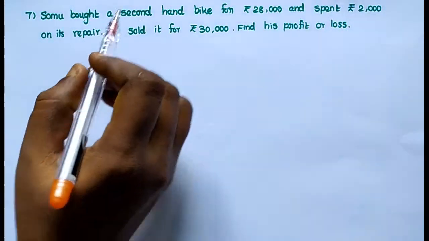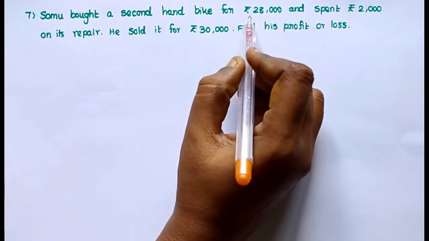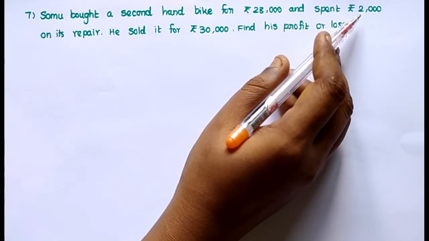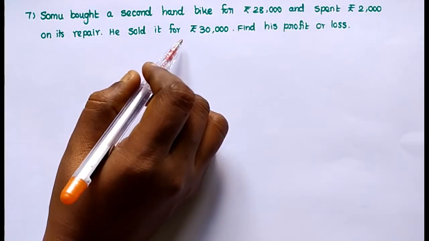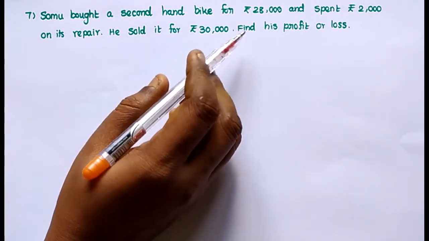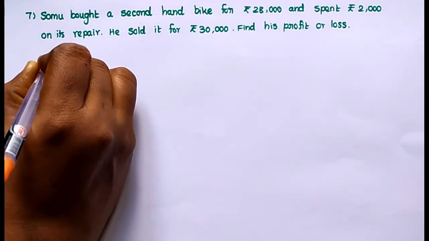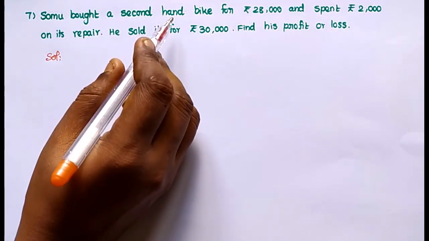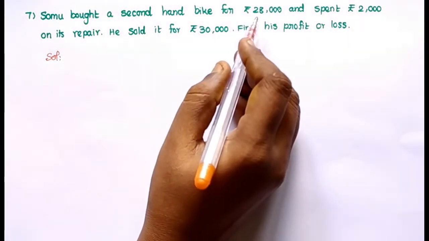Seventh sum. Somu bought a second-hand bike for rupees 28,000 and spent rupees 2,000 on its repair. He sold it for rupees 30,000, find his profit or loss. Listen here. Somu bought a second-hand bike for 28,000.